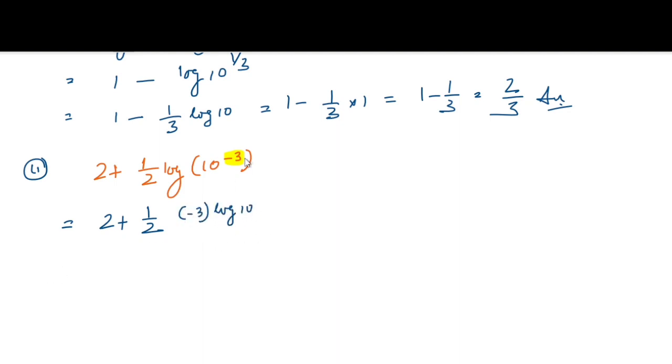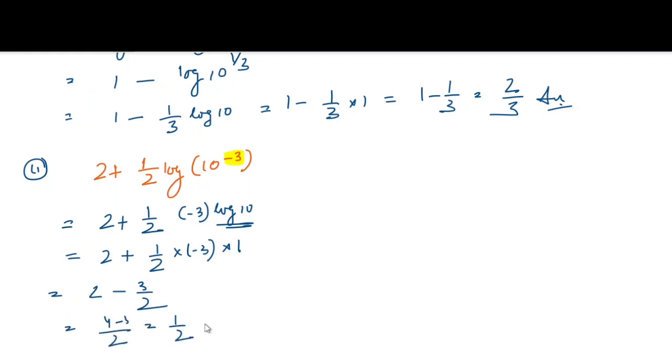Okay, so minus 3 will be shifted to the left side of the logarithm. Now we'll write 2 plus half into minus 3 into log 10, which is 1. So 2 minus 3 by 2, that is 4 minus 3 by 2, equals 1 by 2, and that is the final answer.